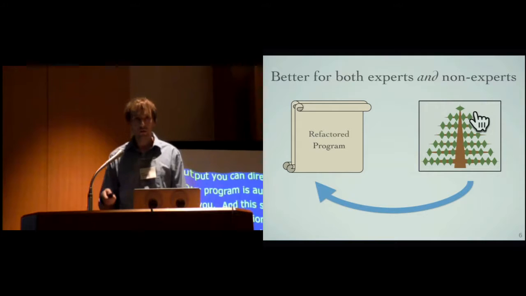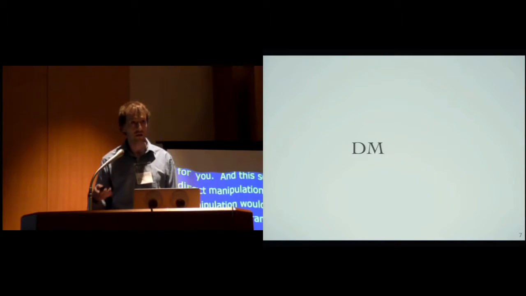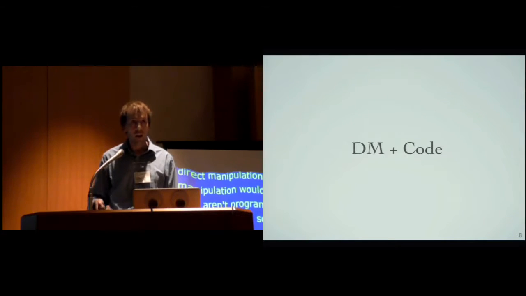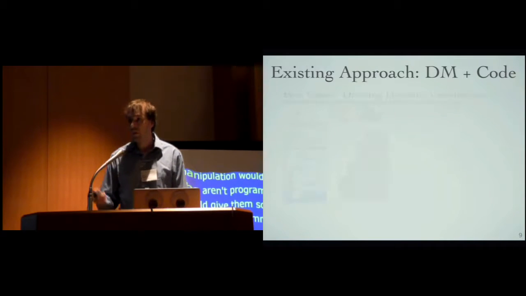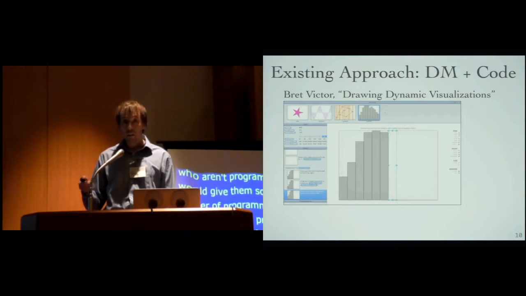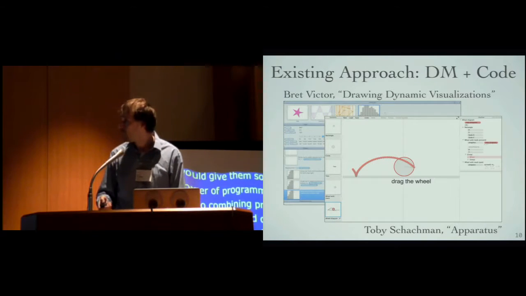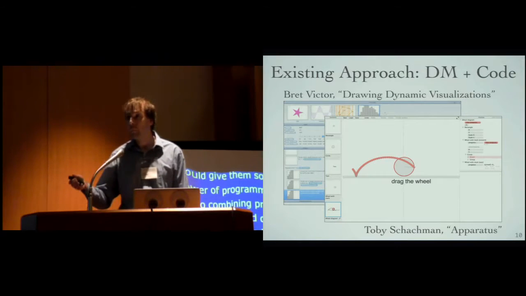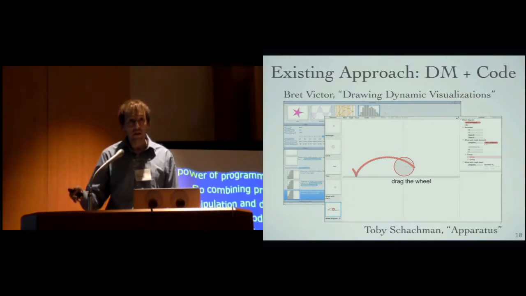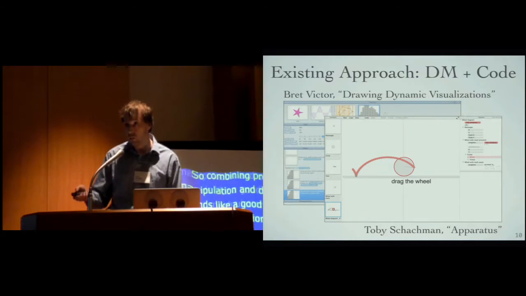How might we go about doing it? One way would be to start with a direct manipulation system and then maybe add more and more programmatic features to that. Some systems have taken this approach. A couple notable recent examples are Bret Victor's Drawing Dynamic Visualizations, as well as Toby Schachman's Apparatus. And these systems are effective for a number of tasks, but the underlying representation is not a full, complete programming language, so you don't get the full power of programming.